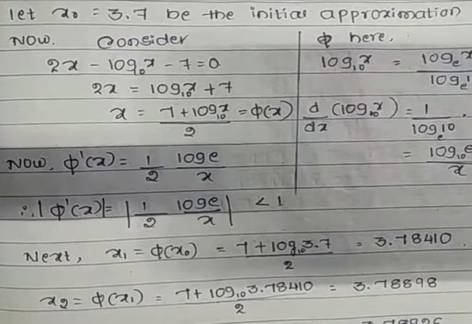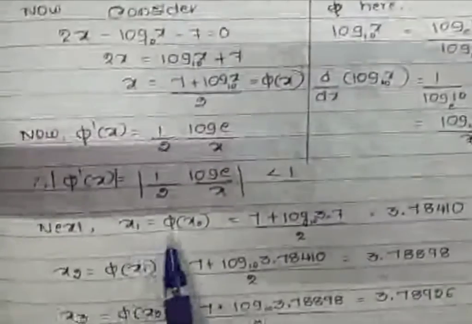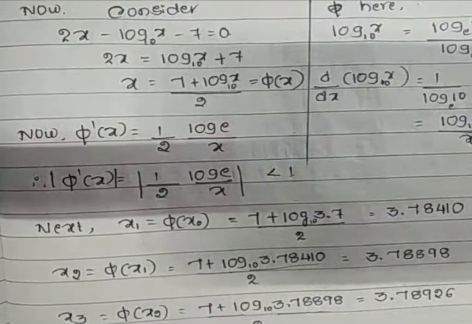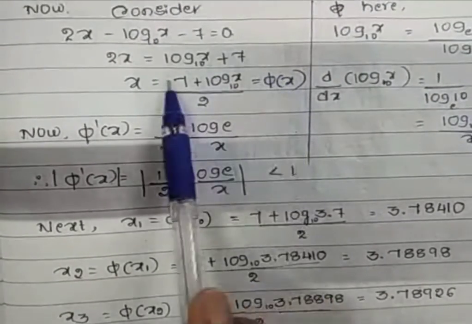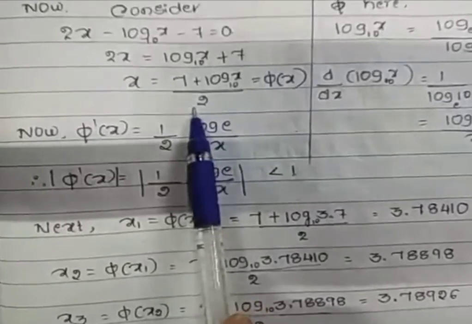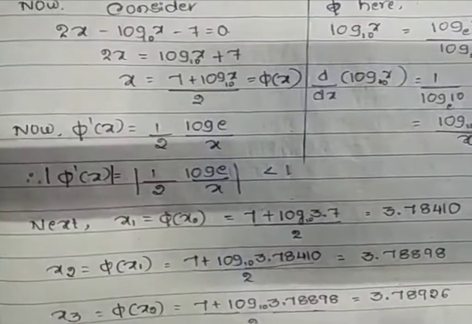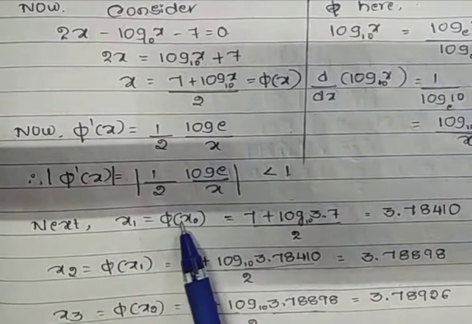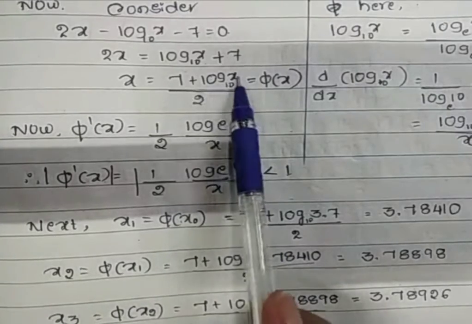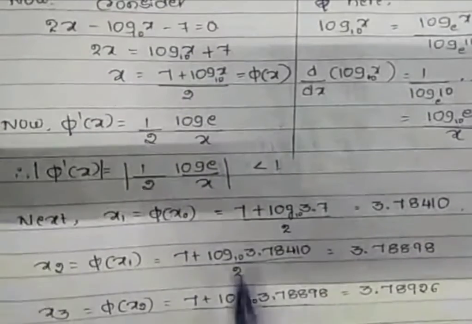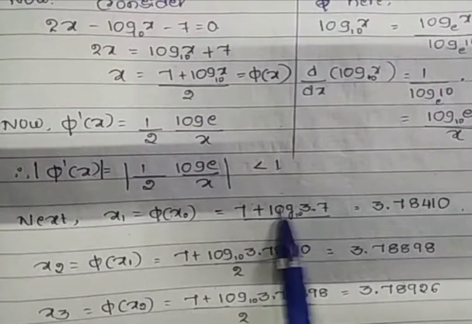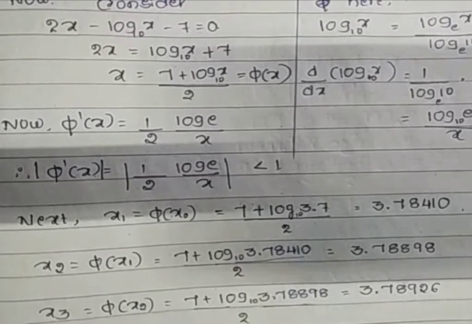Here first we have to calculate the first approximate value, that is x1, and we already know x1 means phi of x naught. Now what is phi of x naught? See, phi of x is (7 plus log x to the base 10) divided by 2. Now replace this x using x naught, which is 3.7. Therefore we get x1 equal to (7 plus log 3.7 to the base 10) divided by 2.